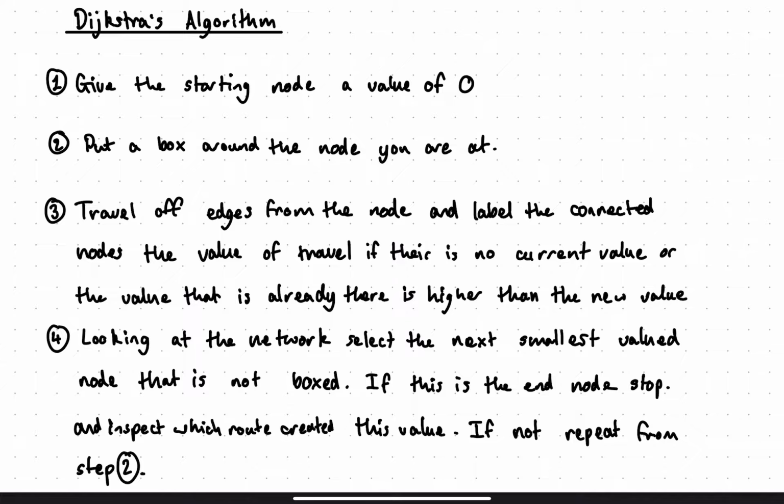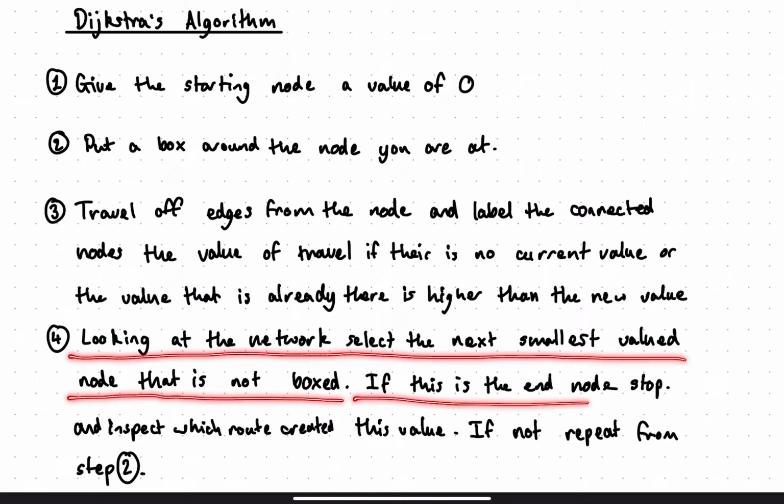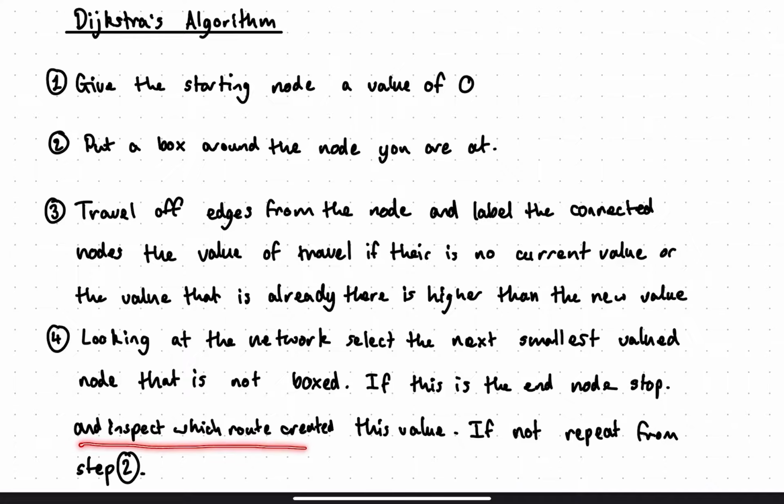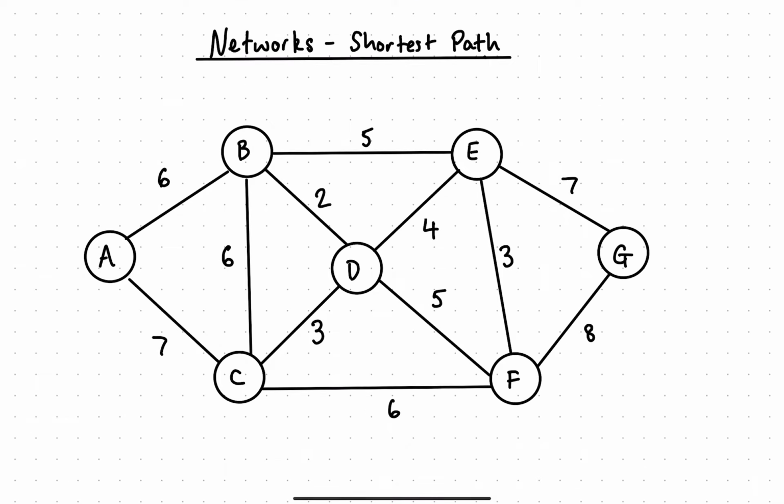Step 4 says, looking at the network, select the next smallest valued node that is not boxed. If this is the end node, stop and inspect which route created this value. If not, repeat from step 2. So you keep bouncing back to step 2 until you're at the end, basically. So let's put this into practice, because those written instructions aren't necessarily going to be the easiest thing to start.